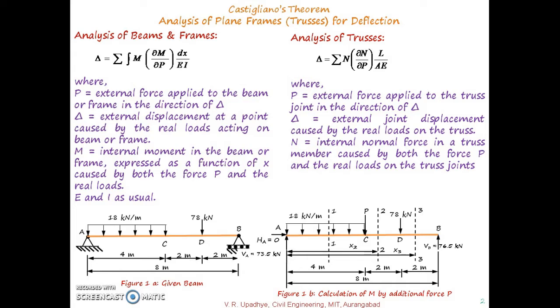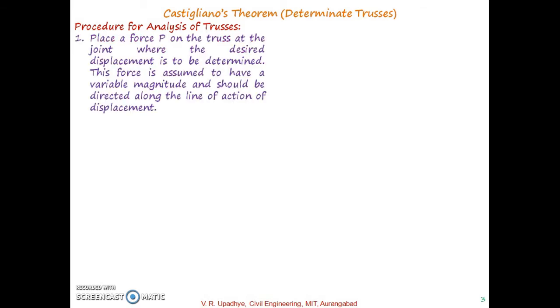However, in the analysis of trusses, we will be using A, E and L, that is the area of cross section, Young's modulus, and the length of that particular member. So we will go through again the procedure we are going to adopt for Castigliano's theorem for determinate trusses.